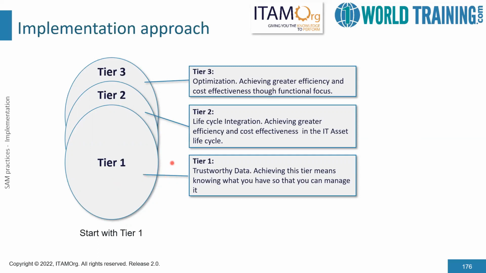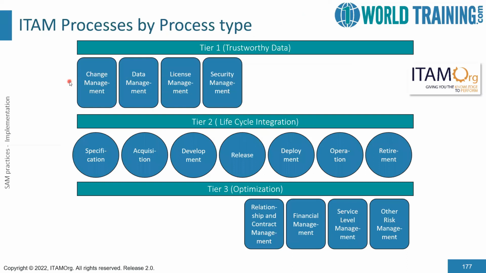Tier 1 is about trustworthy data. Achieving this tier means knowing what you have so that you can manage it, which means data should be in place. The relevant required data should first be made available before we can move to tier 2, which is about the lifecycle process integration, which is about improving efficiency and cost effectiveness for SAM. And once that is achieved, then we can move to tier 3, which is about optimizing, which is improving the efficiency and cost effectiveness even more by bringing in some functional focus. So let's understand what those are very briefly. We have separate sections dedicated to each tier of implementation afterwards.